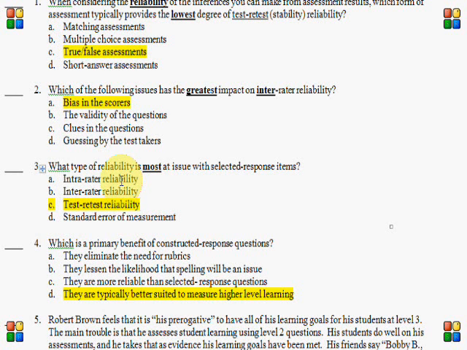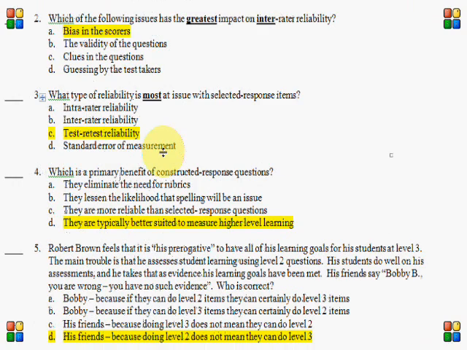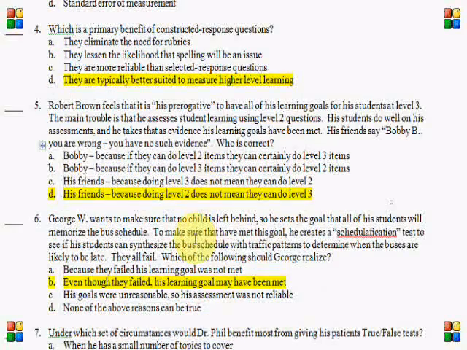So the only consistency that would really come up is interpreting ambiguous letters or answers as they are written. Standard error of measurement is a form of test-retest reliability, but test-retest reliability is actually the better answer in this case. Question 4, which is a primary benefit of constructed response questions?